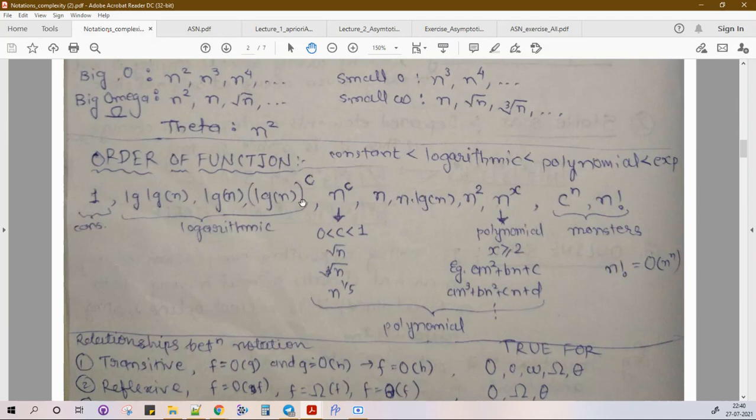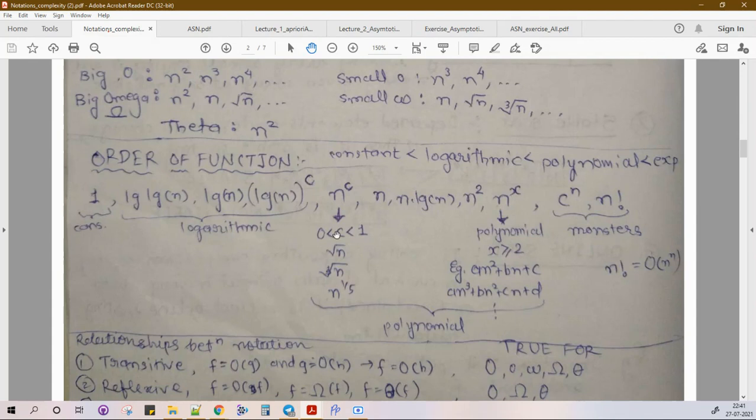Then logarithmic will come. The more the log, the better it is. If you have log n, then if you have 3 times log, or 4 times log, it is all again better. So the more the log, the better. First the single log of n, then the polynomial of log, that means log n square, log n cube, log n to the power four. This is a power of log n, not n square or n cube like that.